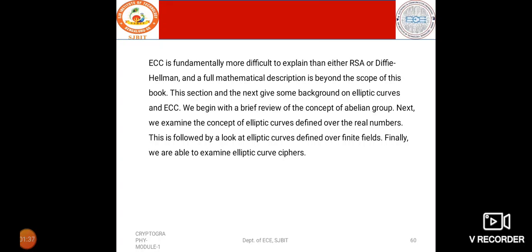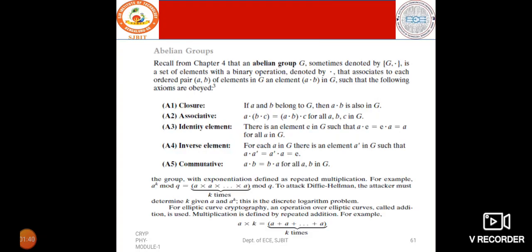So here we'll discuss some abelian groups. If we recall, in the previous module we have already come across the abelian group, denoted as G, sometimes denoted by G dot. Here dot is a generic operator which can refer to addition, multiplication, or some other mathematical operation. It is a set of elements with a binary operation denoted by dot that associates to each ordered pair a, b of elements in G an element a dot b in G, such that the following axioms are obeyed.